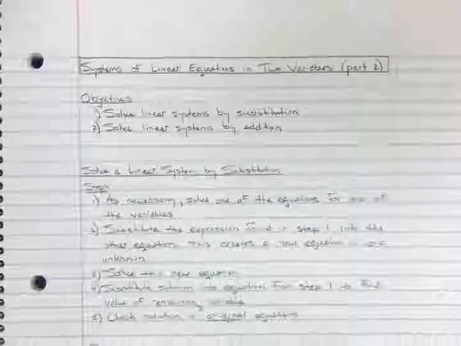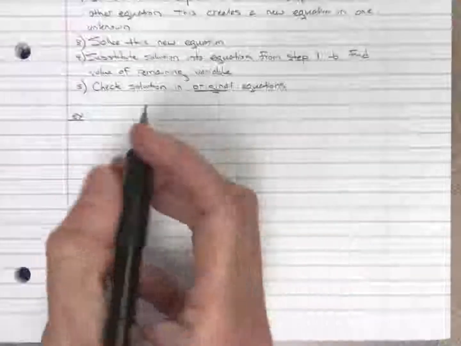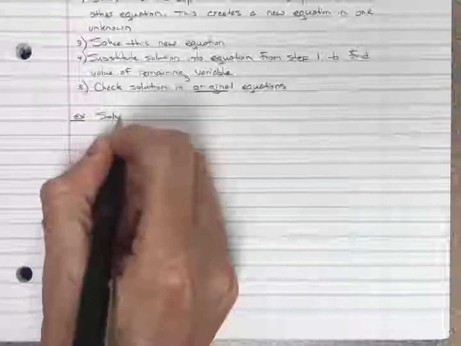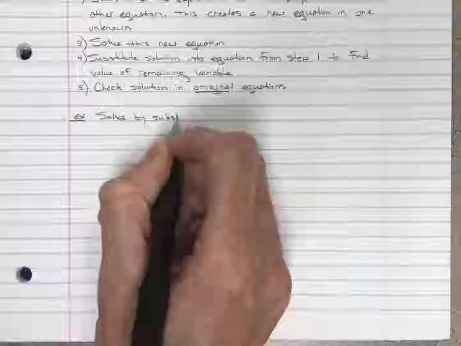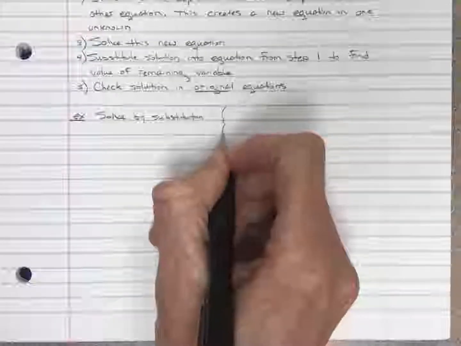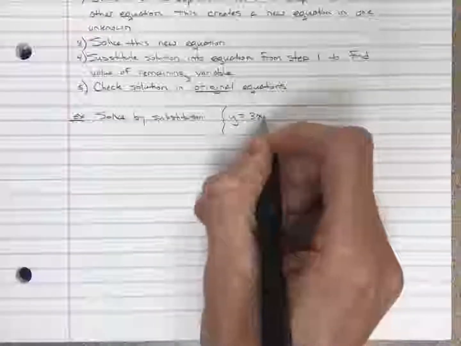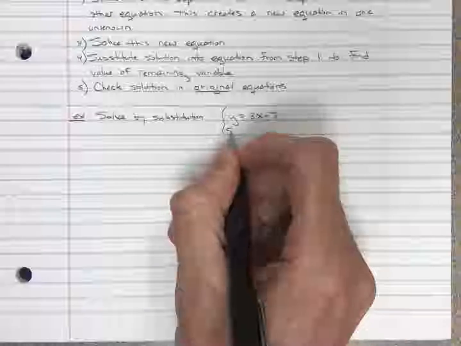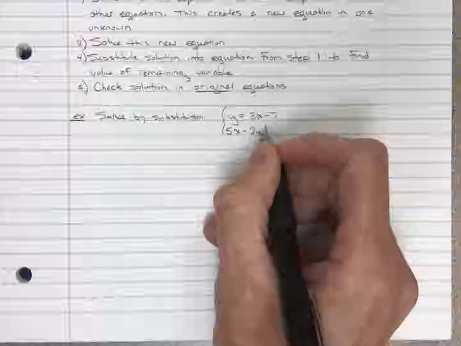Okay, let's take a look here. So I think I have enough space on this paper. Solve by substitution. My two equations are going to be y equals 3x minus 7, and the second equation will be 5x minus 2y equals 8.